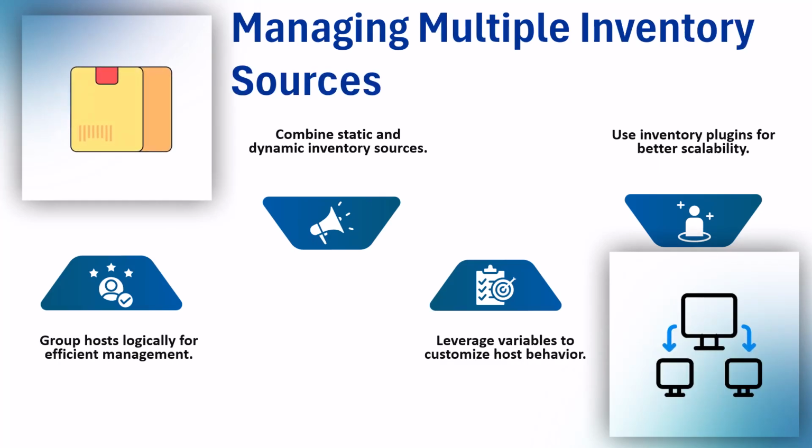Managing multiple inventories is like juggling. Drop one, and chaos ensues. Mixing static and dynamic sources helps us stay flexible. Plugins give us superpowers, scaling as the infrastructure grows. Grouping hosts logically makes playbook execution smoother, because sending database commands to web servers is a disaster waiting to happen. And variables. They let us tweak settings per host, making automation smarter.